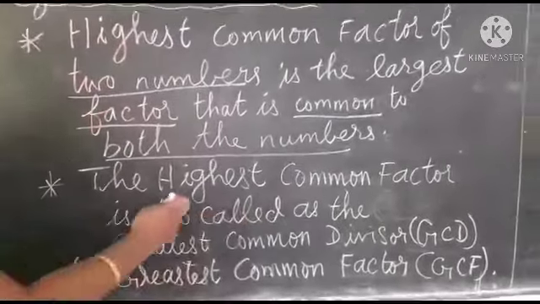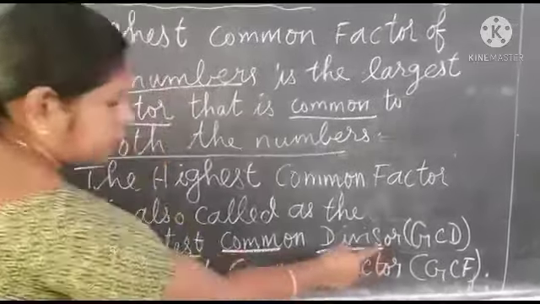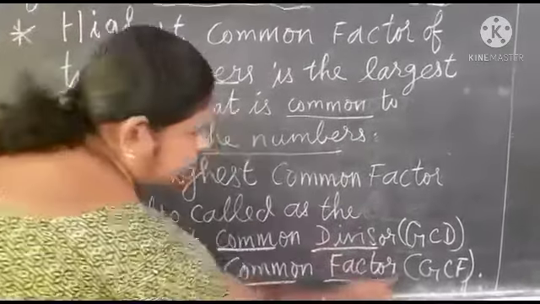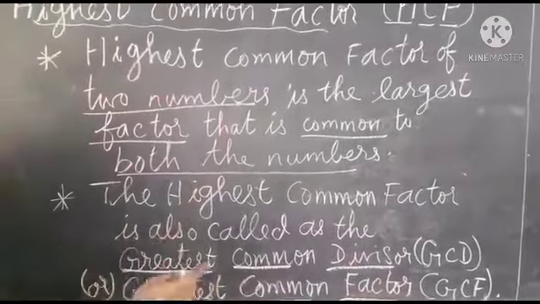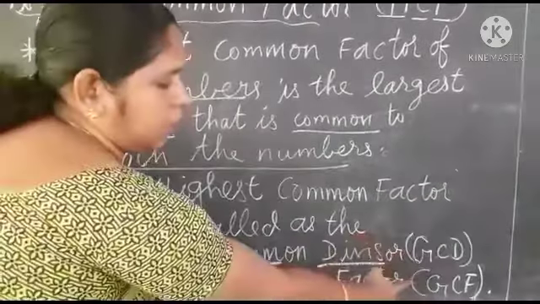The highest common factor is also called greatest common divisor, that is GCD, and also called greatest common factor, GCF. Again I told you children, highest common factor is also called GCD and then GCF.